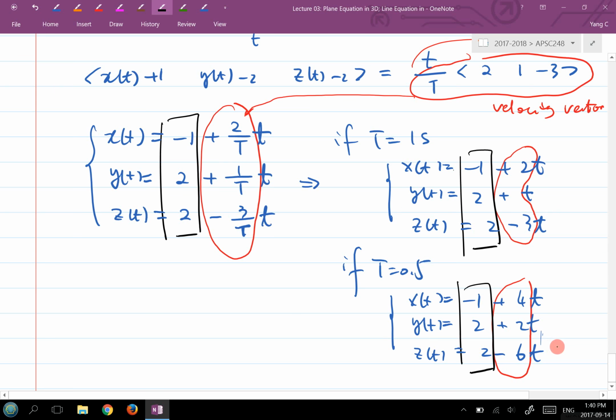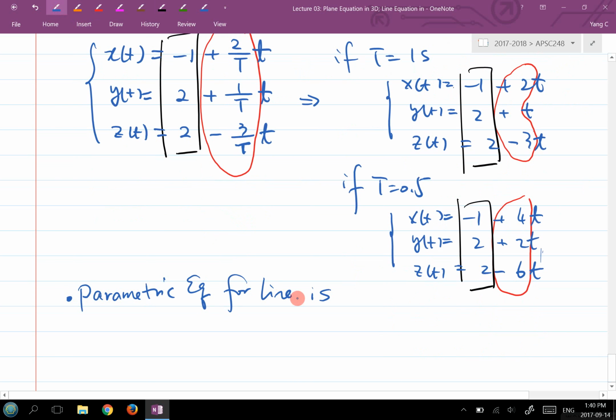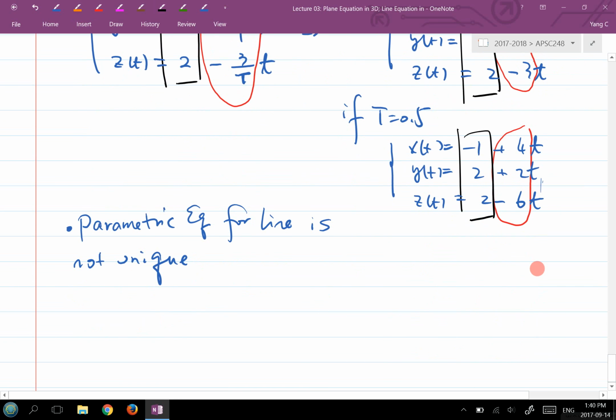So bottom line is, remember, the parametric equation for a line is not unique. That's something you should always remember here.